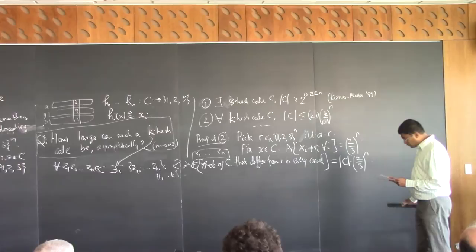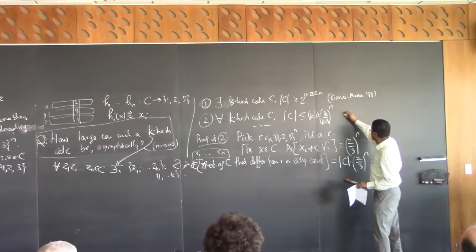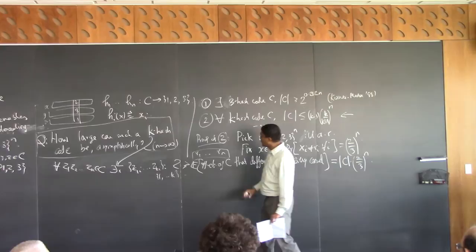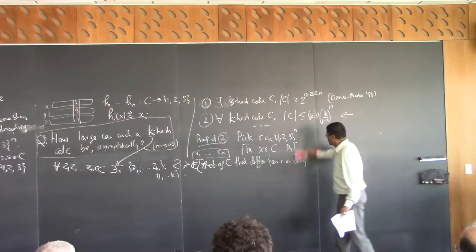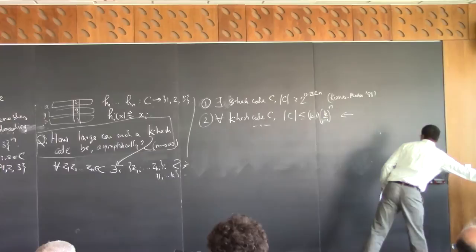And from now on, I'm not going to be so interested in what kind of codes exist. I'm going to be more interested in this upper bound. So how do you rule out that there is a good perfect hash code? The same proof will give you this, but something much better is known. So what's the better thing known? And I'll probably sketch some aspect of it.